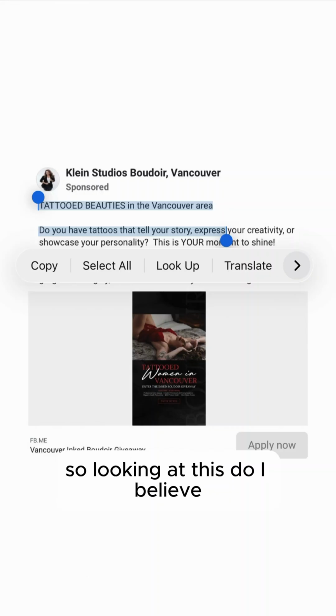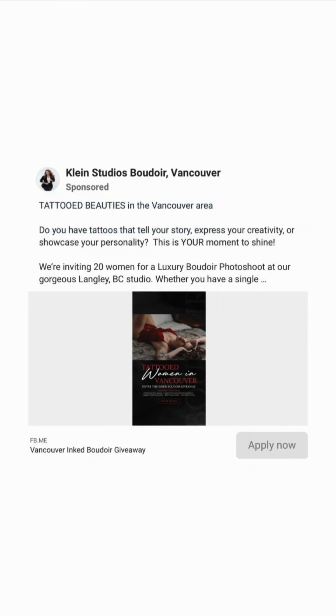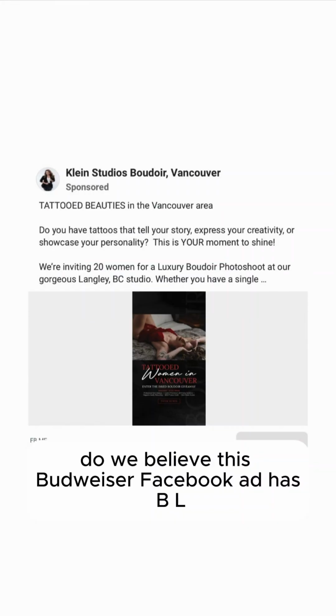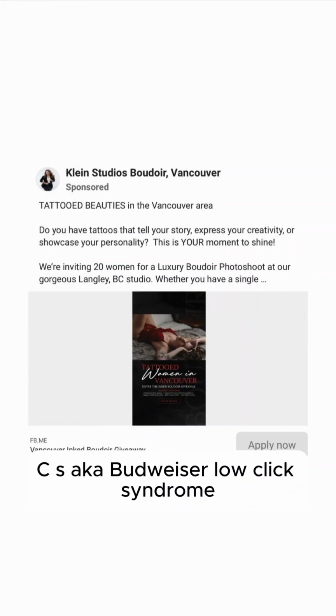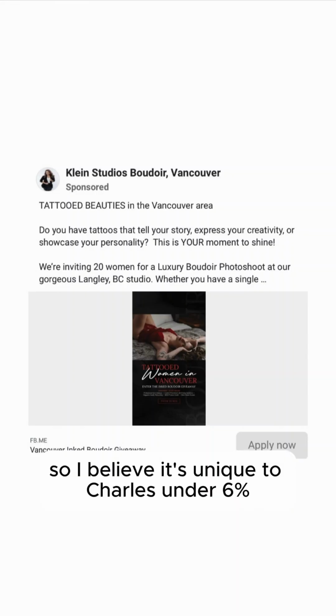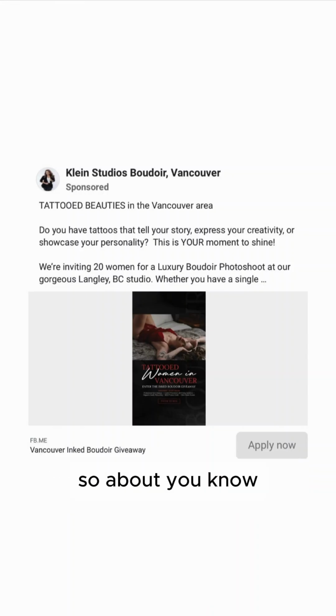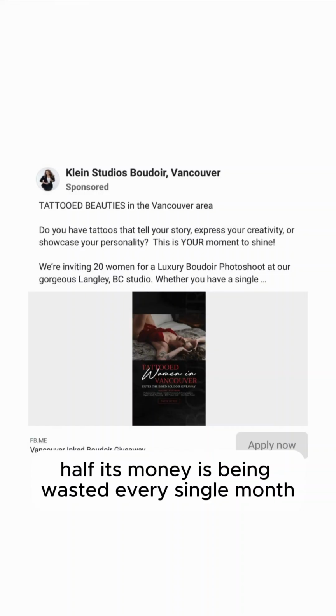So looking at this, do we believe this Boudoir Facebook ad has BLCS, aka Boudoir low click syndrome? Yes, I do. So I believe its unique CTRL is under 6%, so approximately half its money is being wasted every single month.